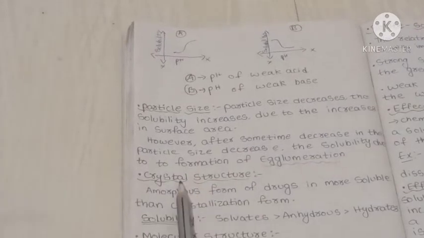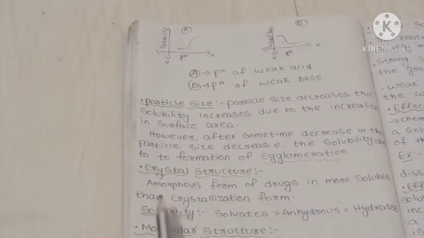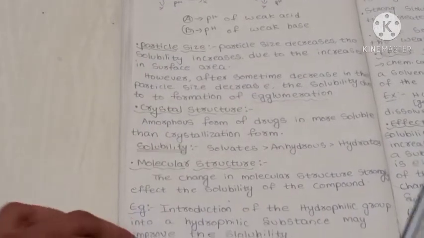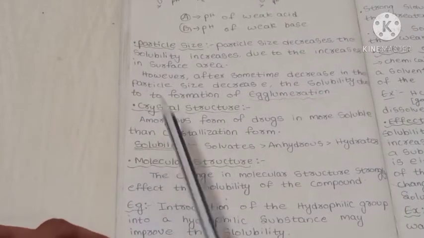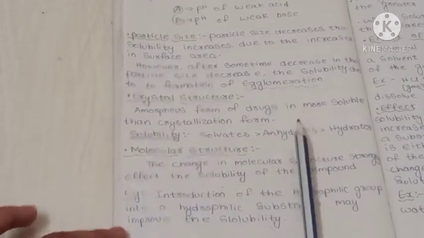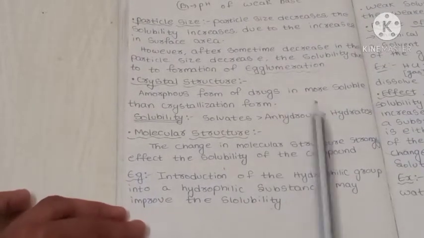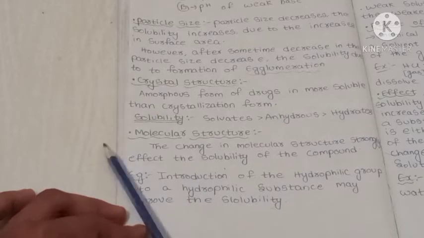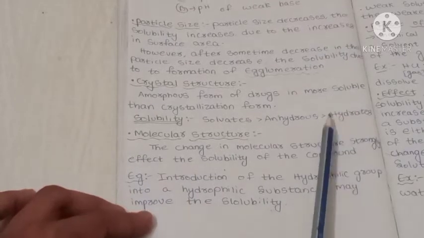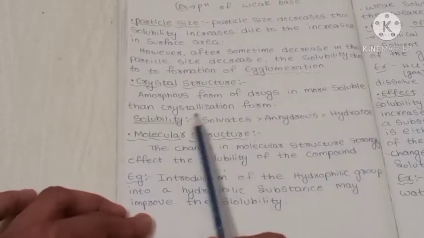Okay, next, crystalline structure. Amorphous form of drugs is more soluble than crystalline forms. If the drug is in amorphous form, then it is more soluble. It can be easily soluble when compared with crystalline form. The solubility of hydrates is more than anhydrates, and it is more than solvates. Here you can see the greater than sign.